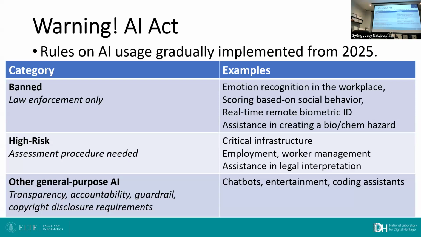Critical infrastructure, also employment, worker management, assistance, and legal interpretation will be high risk. So there will be some extra assessment procedures and guarantees; you will need to prove that these will not make decisions that can discriminate someone. And there will be general purpose AI systems that will need some extra guardrails and transparency.